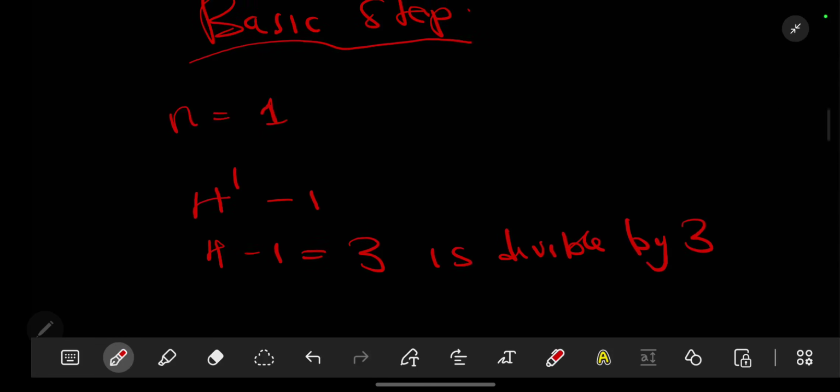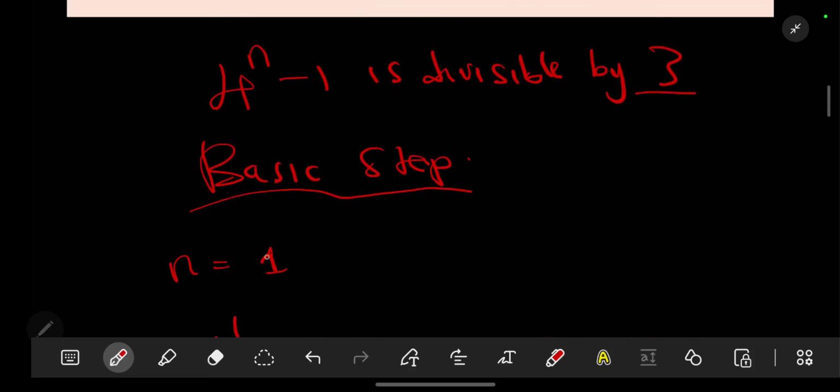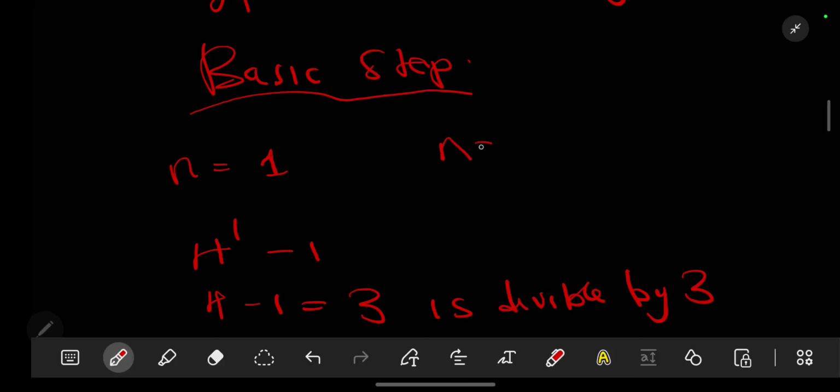So that means you can divide. Even if you were to put n is equal to 2 here, it will give you 4 to the power 2 minus 1, which is 16 minus 1, which will give you 15. So 15 is the number that we have. Now, 15 is still divisible by 3. So after you do that, any number is going to work.